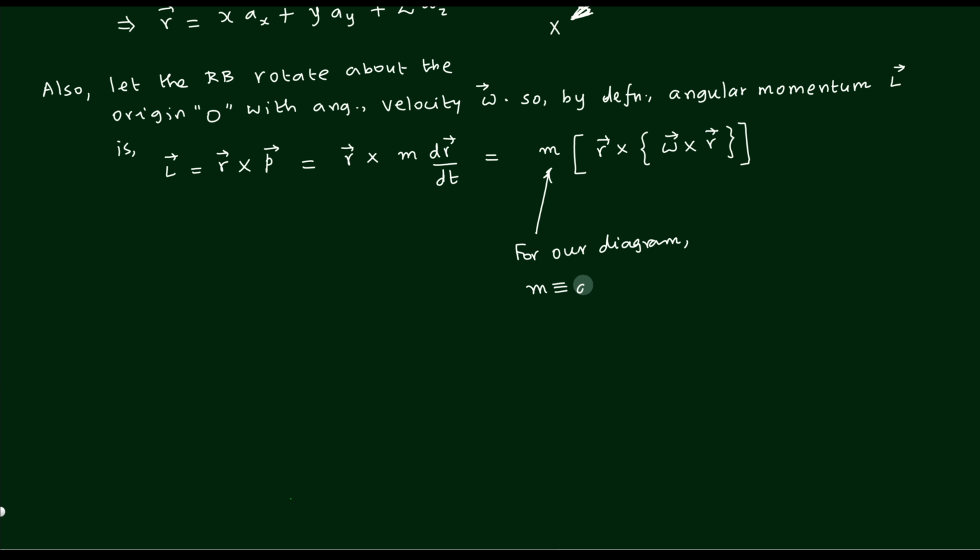Even though we have written r cross p, and p is m times dr by dt, now m is going to be replaced by dm. So this clarity will come when I explain like this. And therefore, we will now write down, because of this reason. Now, let us rewrite this expression in the integral form.